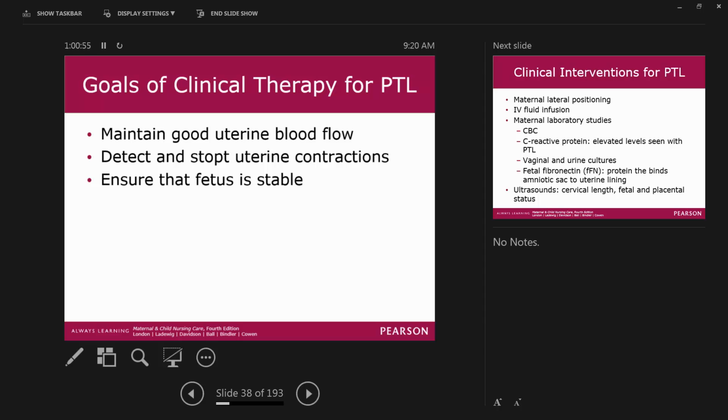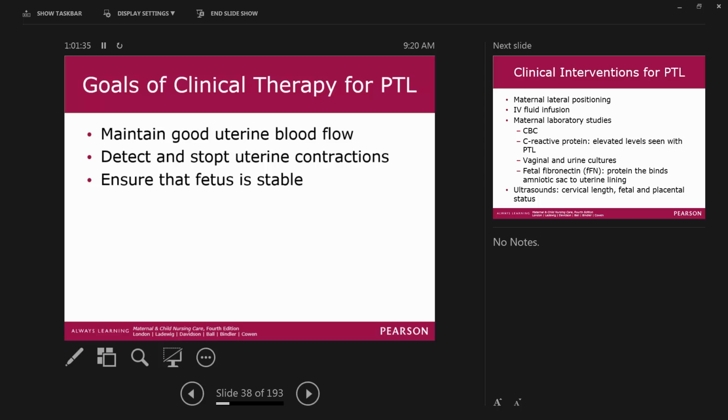So we want to maintain good blood flow to the uterus. Of course, we want to stop contractions if she's having them, and then make sure that our baby's doing good. One of the most treatable and most common reasons people go into preterm labor is dehydration. So you've got a pregnant woman who works somewhere where she doesn't have the opportunity to drink her water throughout the day. She gets really dehydrated, she's been standing all day, her uterus is dehydrated, it's irritable, it starts contracting, okay? If she doesn't correct that, she could go into labor.